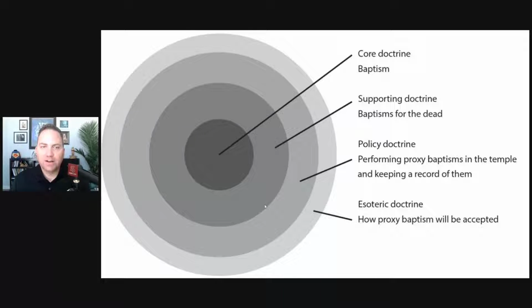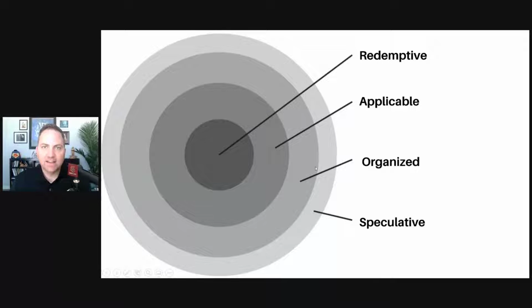Now, this is the next step where I take it: I feel like these layers have a different purpose. So I'll start with the esoteric one. Usually those are kind of speculative doctrines.